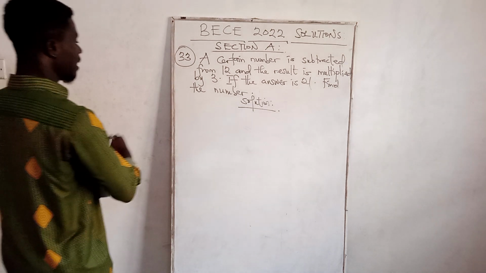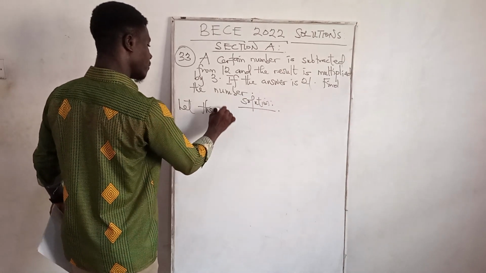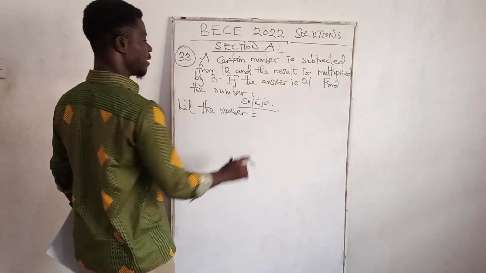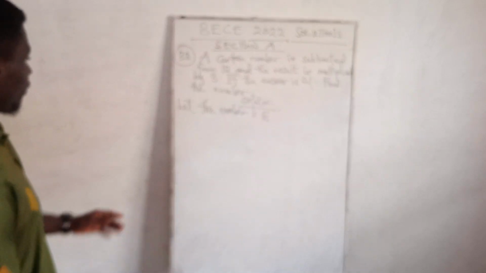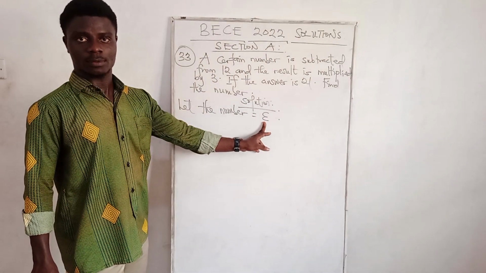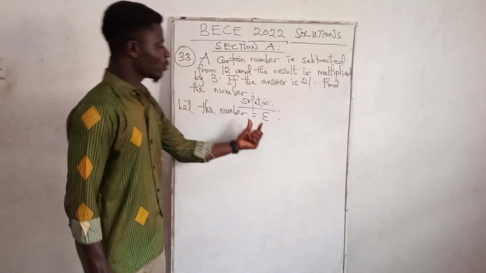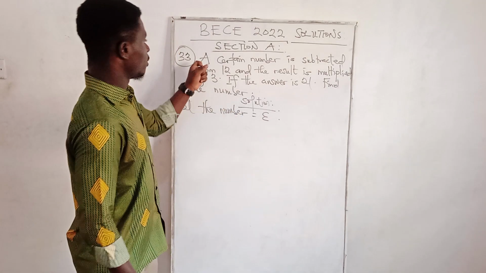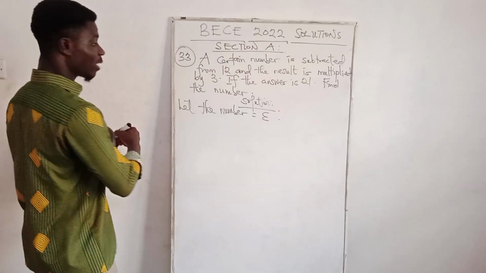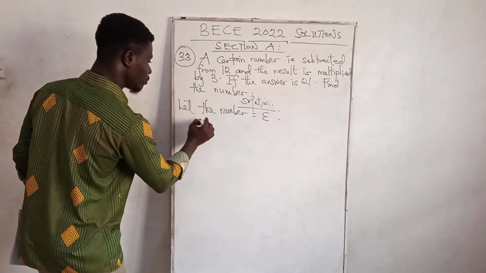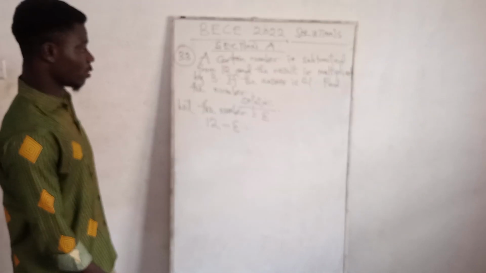So now we can say, let the number equal epsilon. We have a Greek letter here. So a certain number, epsilon, is subtracted from 12. When we subtract it from 12, we get 12 minus epsilon.